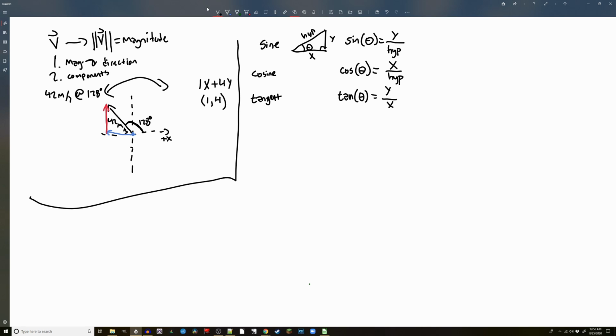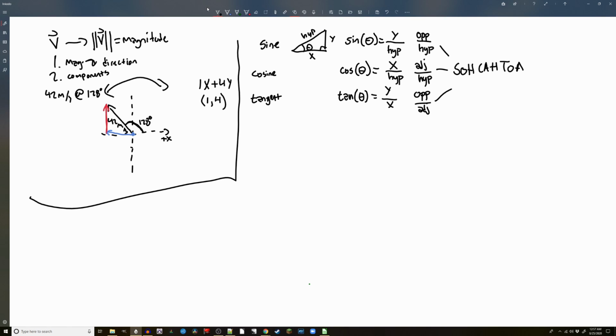So I'm going to write these little mnemonics here. There's opposite over hypotenuse, adjacent over hypotenuse, and opposite over adjacent. Hopefully you've heard the way to remember these three really simply, SOHCAHTOA. So this just stands for sine is opposite over hypotenuse, cosine is adjacent over hypotenuse, and tangent is opposite over adjacent. That'll save your butt a lot of times.